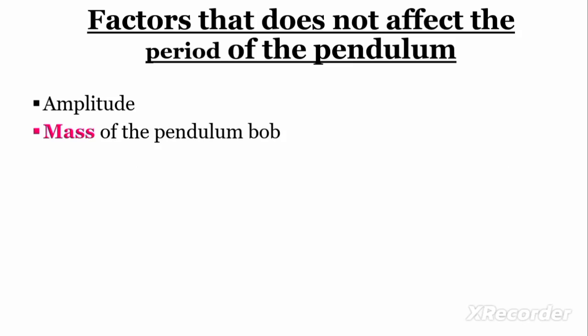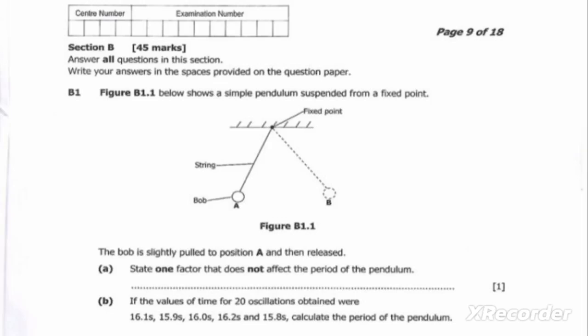Number two factor, mass of the pendulum bob. The mass of the pendulum bob doesn't affect the period of the pendulum. Number three, air resistance. Air resistance doesn't affect the period of the pendulum. So from these three, we are going to pick one, which is mass. Mass of the pendulum doesn't affect the period of the pendulum.